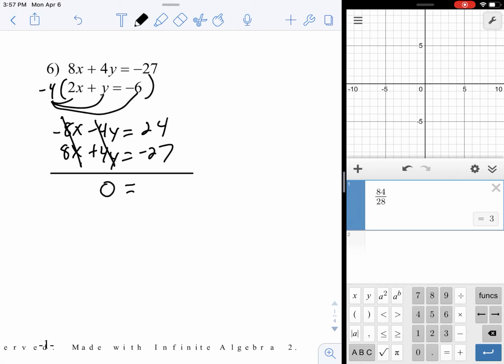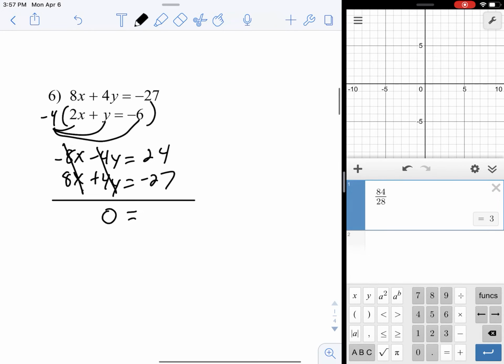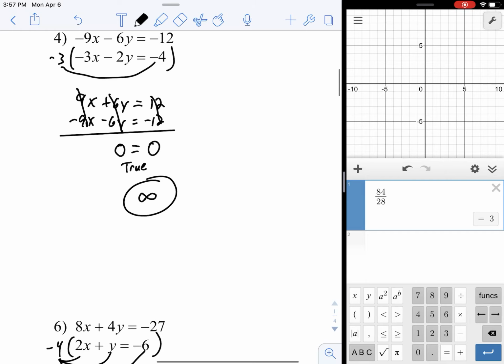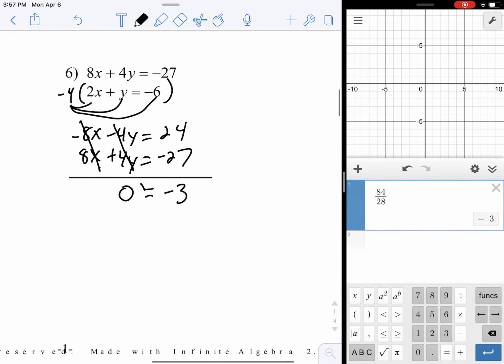So now the variable's gone. Just like in the last problem, I know that this is going to be special. You're not going to get x equals this, y equals that, because the x and the y are both gone. Over here on the right side, 24 minus 27 is negative 3. So we know it's special, but it's not special in the same way the last one was. This was a true statement: 0 does equal 0. Well, here 0 does not equal negative 3. That's a false statement. When that happens, that means there is no solution.